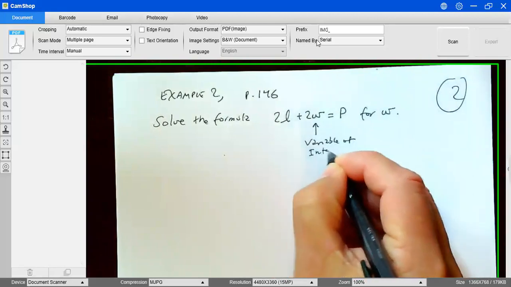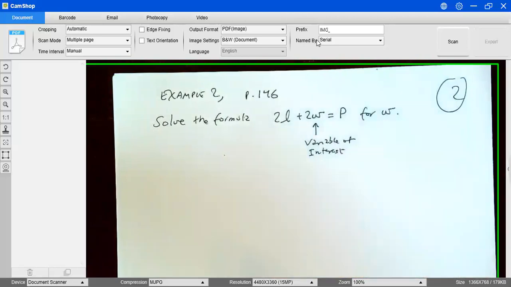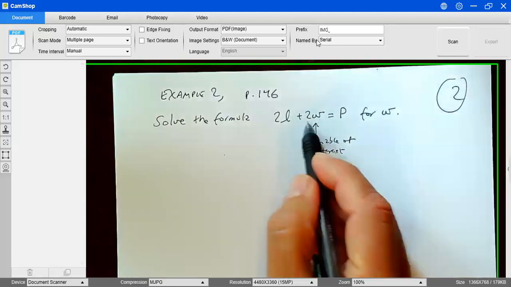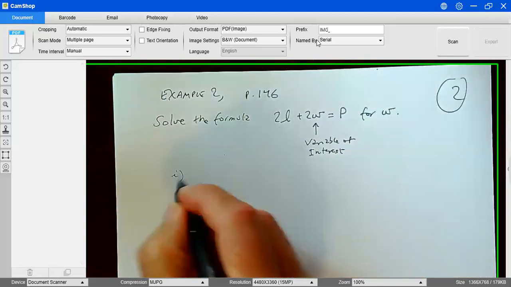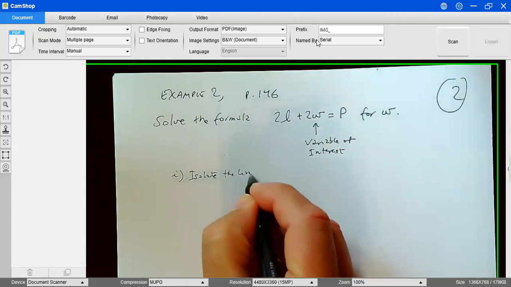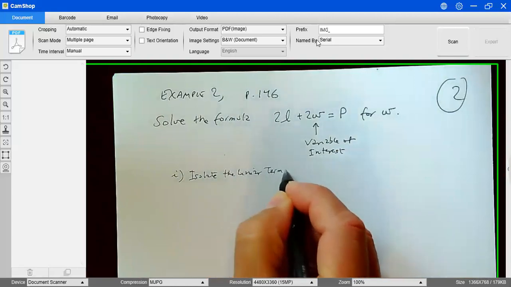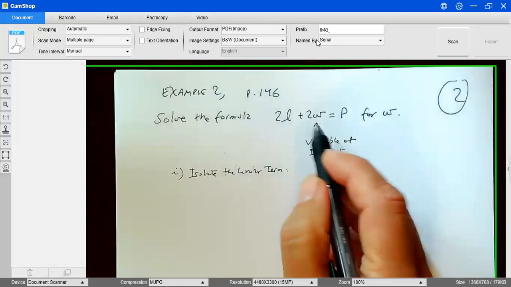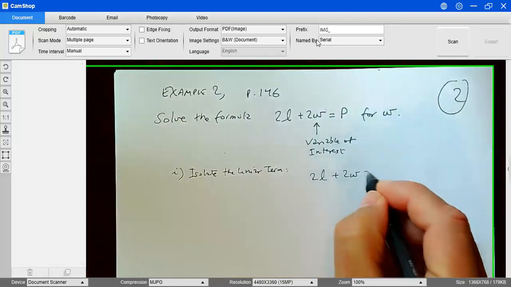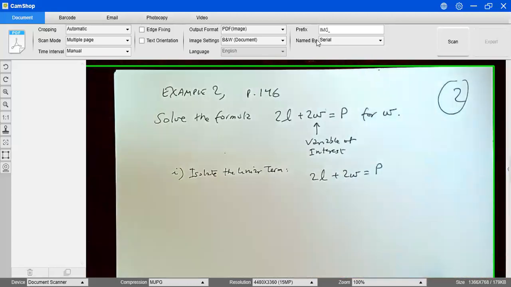Variable of interest. So this is like a linear equation. This is my linear term, so I'm going to isolate the linear term first. So how do you isolate the linear term? The way that we do it is just by applying the addition property.